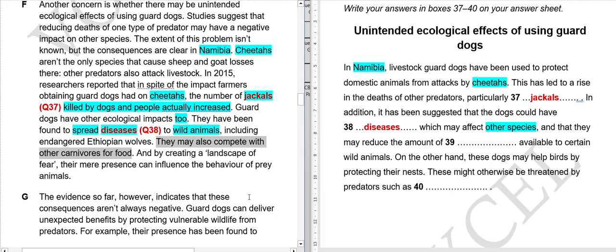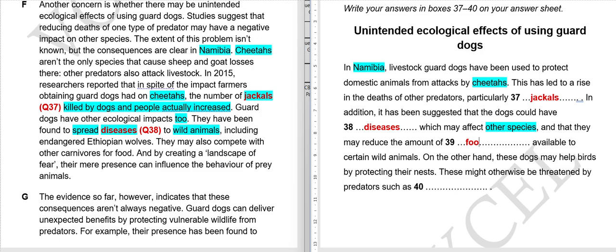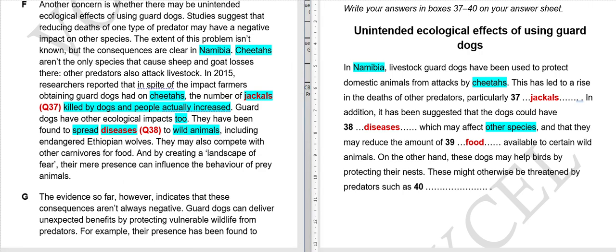Okay, time's up. I hope you have found out the correct answer, and the correct answer here is food. Because they are saying they may also compete with other carnivores for, so if they are competing with other animals for something, basically there will be shortage of that. So there are now two species to eat that one particular piece of food. So there will be shortage of that, competition for that.